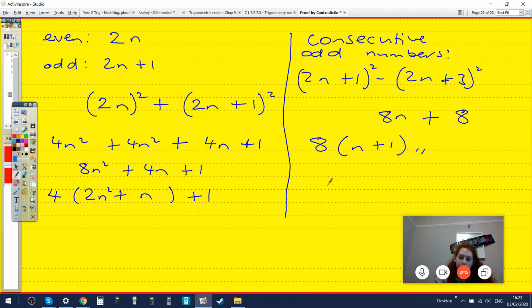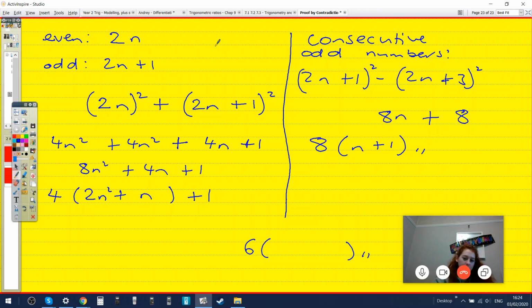I don't know exactly what the question was, but if they say it's a multiple of 6, then your final answer will have a 6 and then a bracket. Consecutive odd numbers are 2n plus 1, 2n plus 3. Consecutive even numbers would be 2n and 2n plus 2. Any questions there? No.